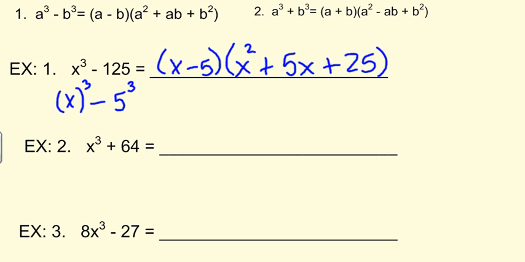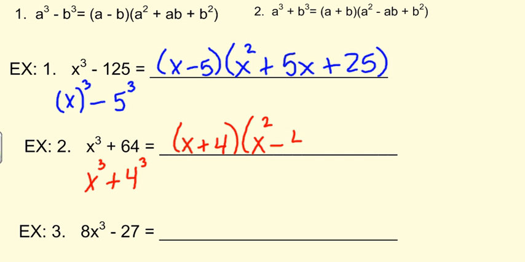In example 2, we are factoring the sum of two perfect cubes. So we have x cubed plus 64, and 64 is 4 cubed. Again, using rule number 2, my first factor is x plus 4. My next factor would be x squared, change the sign, subtract 4x, and plus b squared. In this case, that would be 4 squared, or 16.